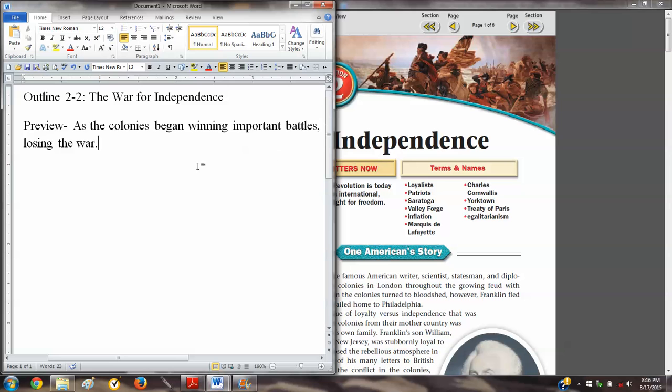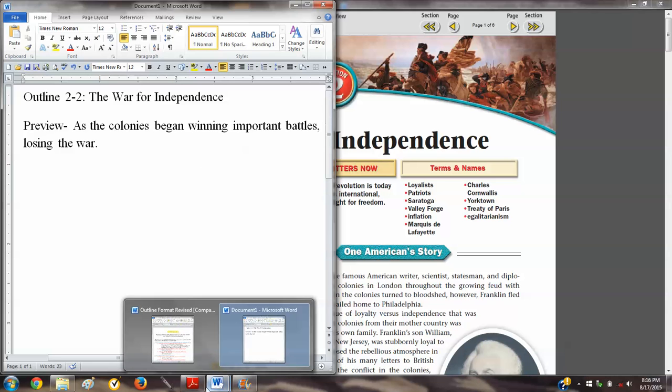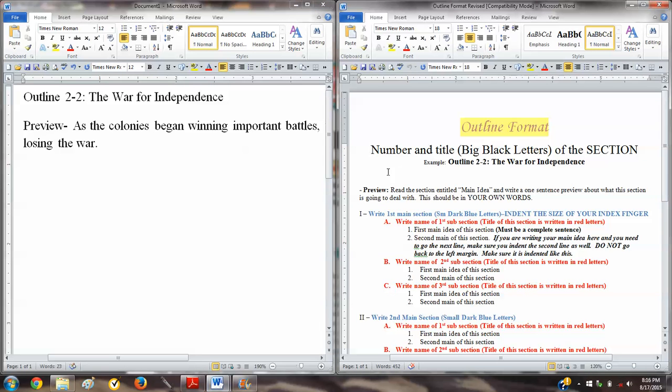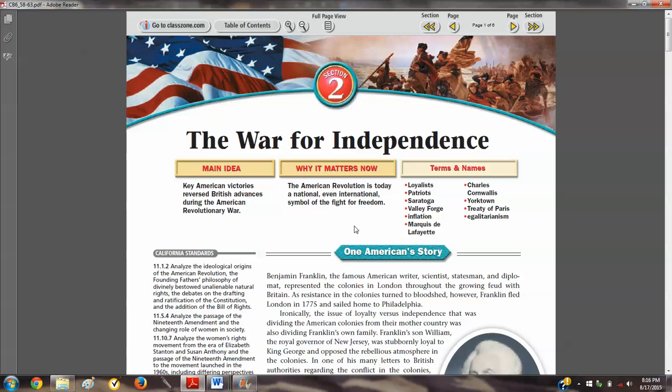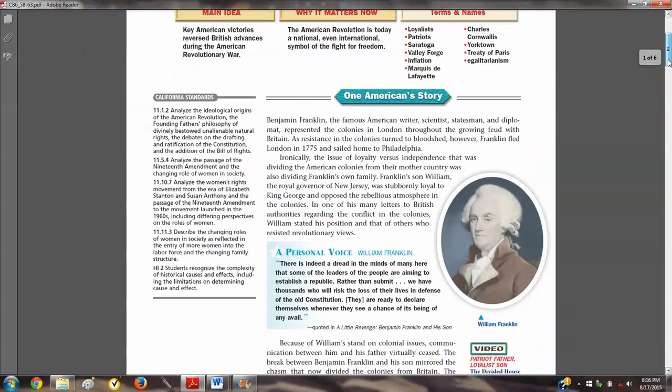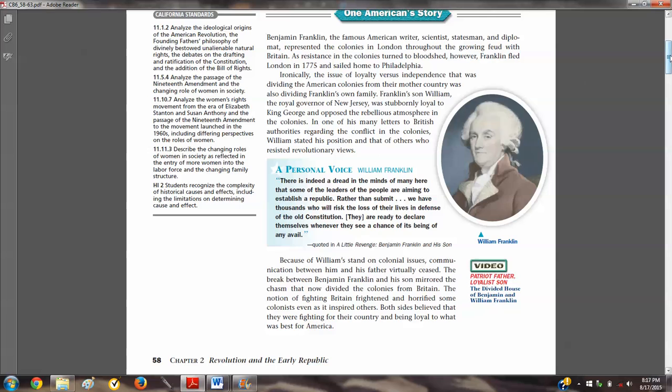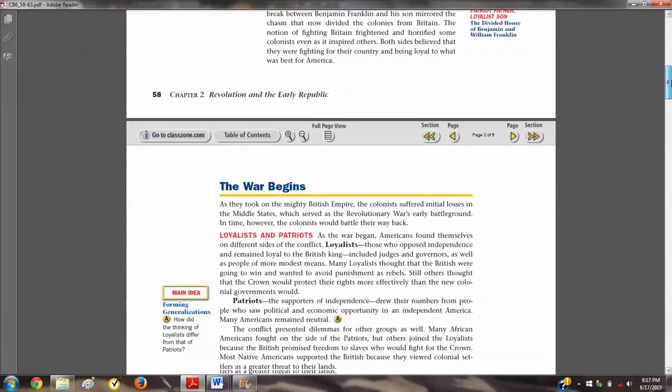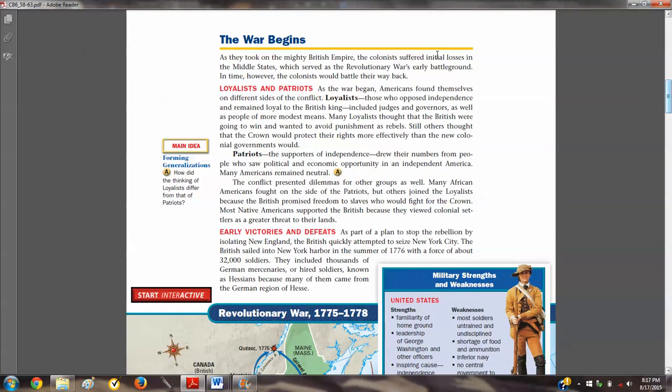So next thing, it asks you for a Roman numeral. So you look at your outline format. See, we got the preview done. Roman numeral 1. Write the name of the first main section, which are the small blue letters. So let's look in our book for the small blue letters. Now this one, not dark blue letters. This one, not dark blue letters. So far we don't have one. And here we go. The war begins. That's our first one. So let's go back to our paper.